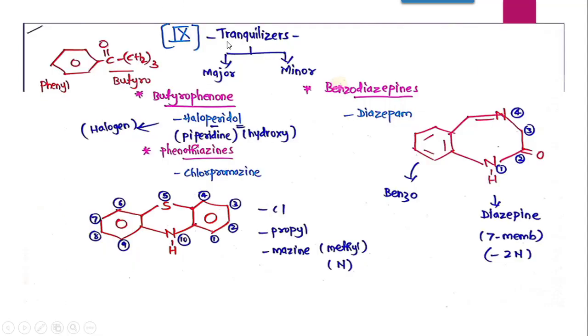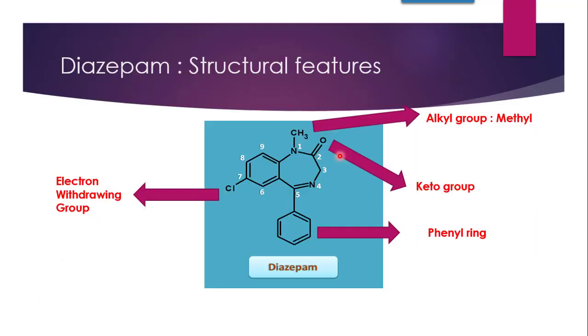Now, as you all know, tranquilizers are basically of two types: major tranquilizers and minor tranquilizers. In case of major tranquilizers, we have two main classes whose structures are important. The first class is butyrophenones, from which the important drug is haloperidol, and the second class is phenothiazine, the drug being chlorpromazine. From minor tranquilizers, the important class is benzodiazepine, and the example is diazepam. So this was the classification. The examples we are going to see now.